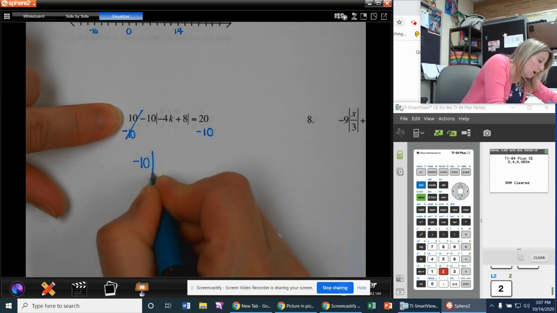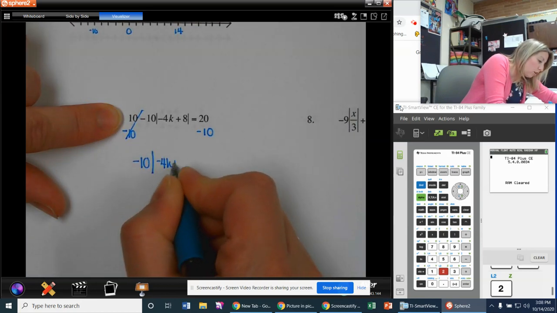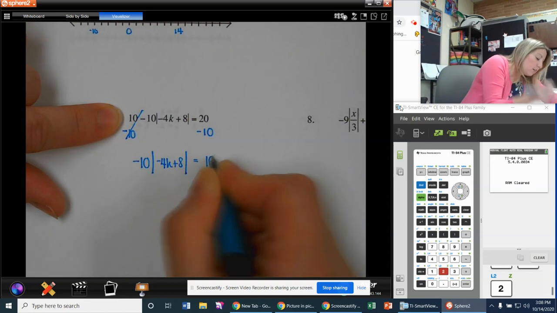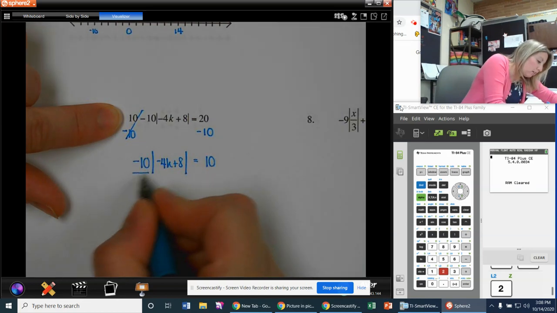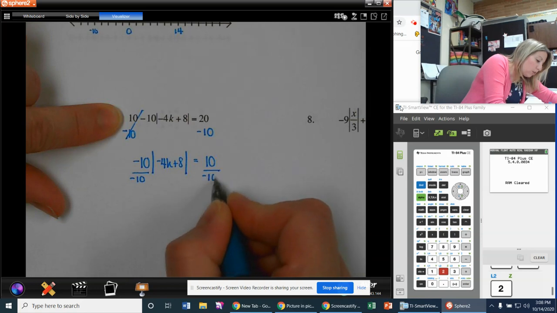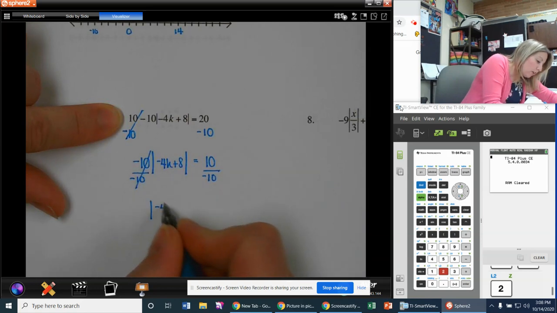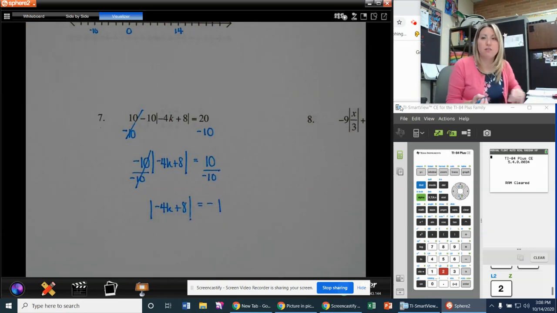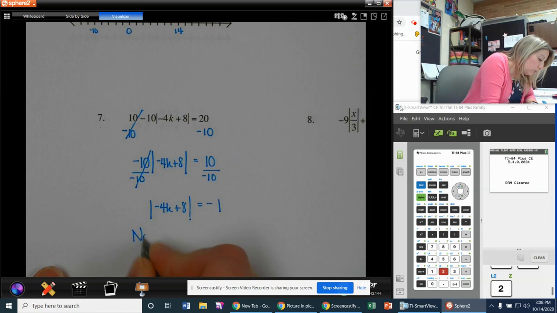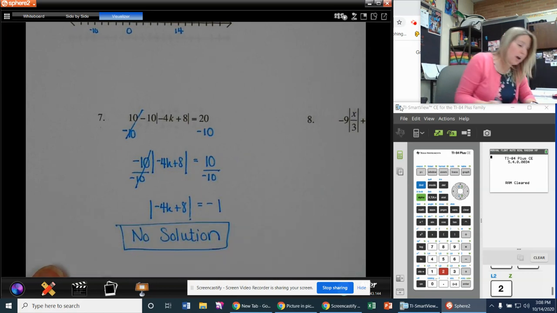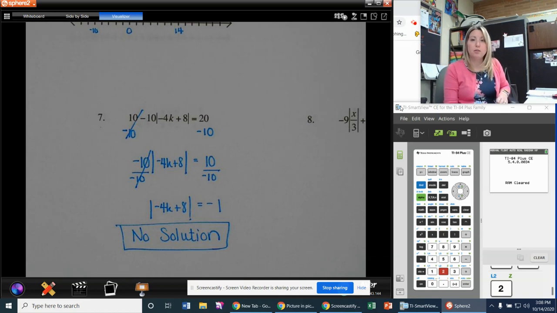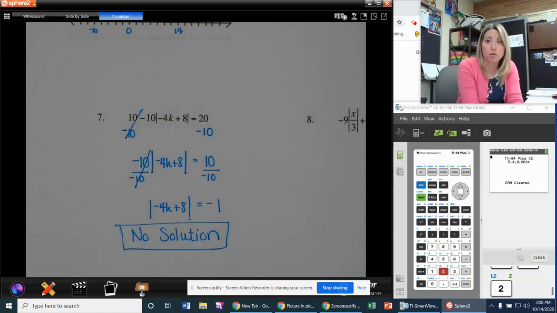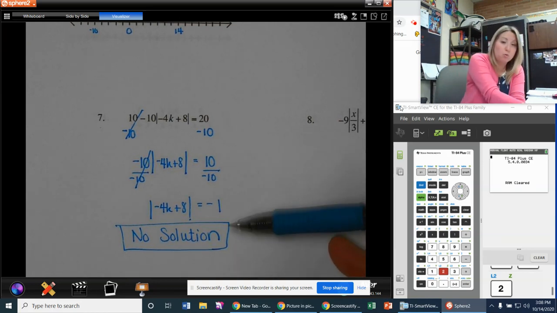So you get negative 10 times all this absolute value junk equals 10. Now divide both sides by negative 10 to get your absolute value bars alone. So now my absolute value bars are alone, and oh yeah, there's a negative on the other side of absolute value bars. That's a no solution. Absolute value bars are not going to produce a negative number. So if you see that once your absolute value bars are alone, you can stop and say no solution. But you've got to show the work to get them alone first.